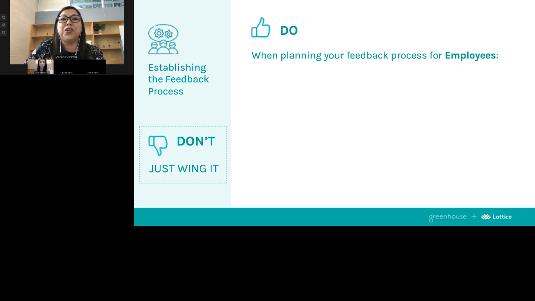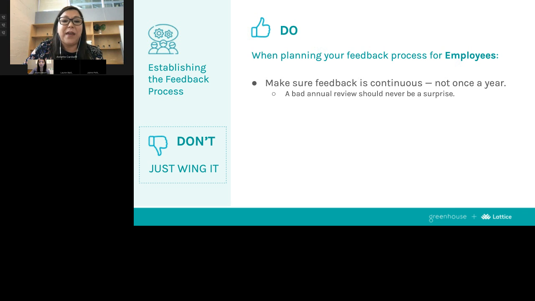So we want to make sure, first of all, that feedback is happening. So planning your feedback for employees starts with making sure feedback is continuous. The way that we do that is we want to make it part of every step of the performance management cycle. Feedback should be core to one-on-ones. It should be core to establishing goals. It should be core to your performance review. So at every stage, everyone knows that they should be receiving feedback, giving feedback, whether it's manager or employee.